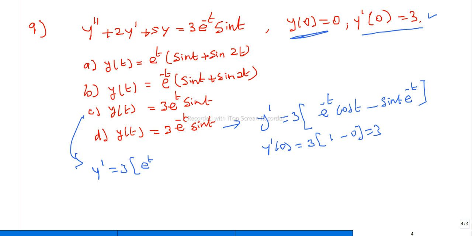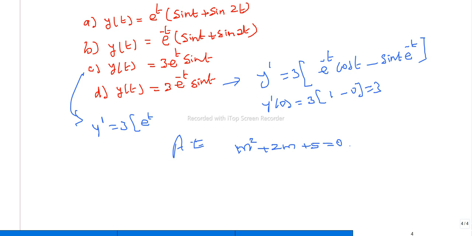So first you have to write the auxiliary equation of this one. So what is the auxiliary equation? It is m square plus 2m plus 5 equal to 0. Now what are the roots? I think you will get complex roots. So m equal to minus 1 plus or minus 2i. So these are the roots.